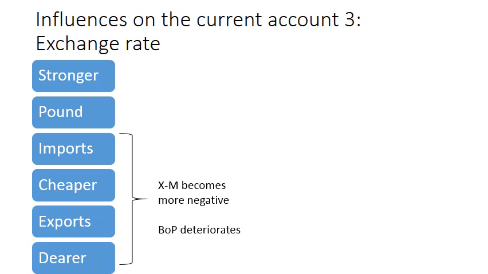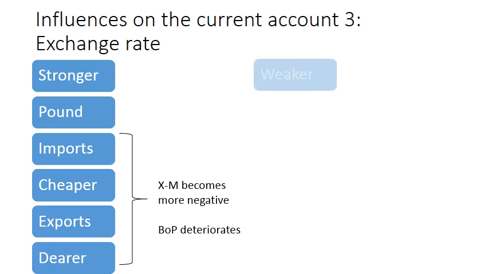Now, I think actually for the purpose of multiple choice, you can link these two really directly together. You don't want to be working through SPICed each time. You just need to know that an appreciation of the pound will lead to a deterioration on the balance of payments. A higher exchange rate will make X minus M more negative.